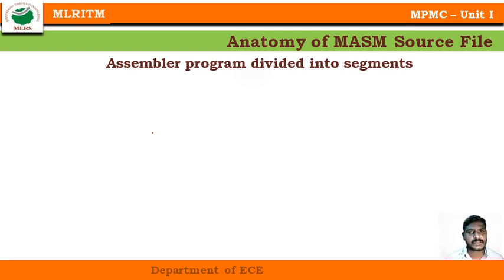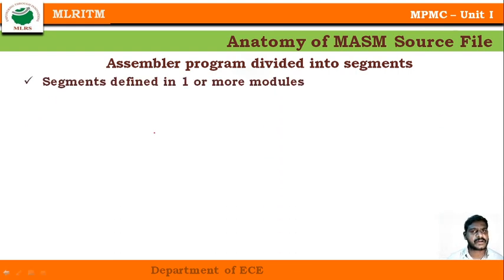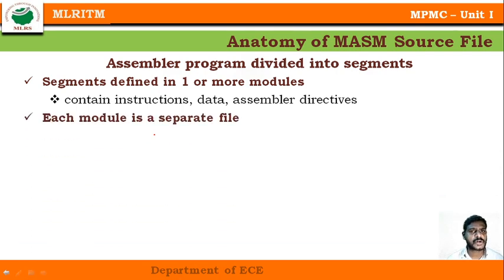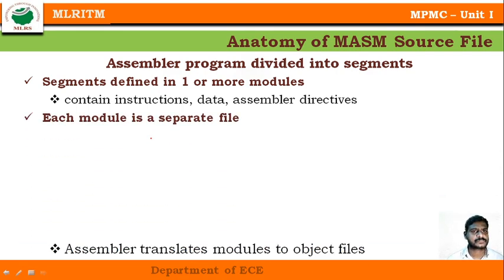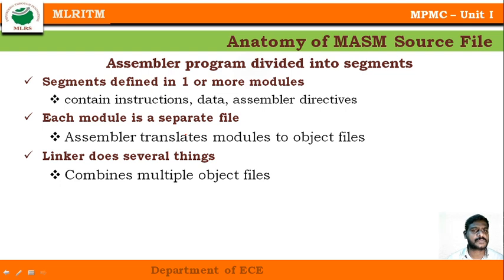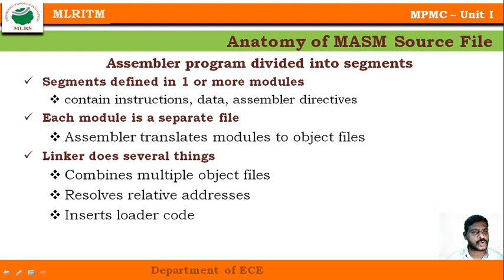When I'm talking about the assembler program, that is divided into segments, as we know. A segment is defined as one module, containing instructions, data or assembler directives. Each module is a separate file, which means that the assembler translates these files into an object file. Linker does several things. What are the things? Combining multiple object files, resolving the related addresses, inserting the loader code, and creating an executable code. So these are the parts the assembler directives can do.